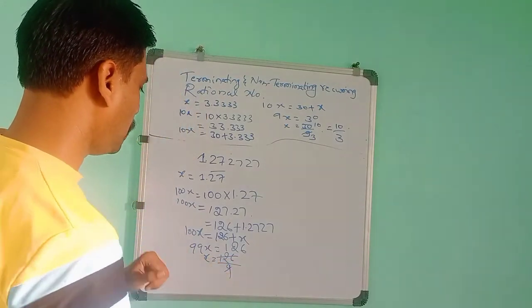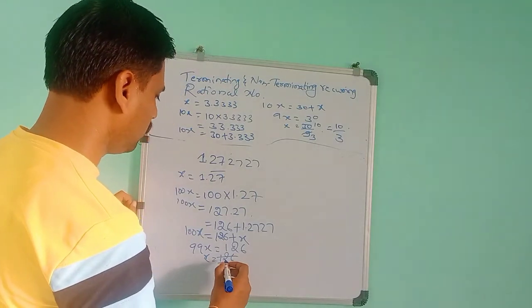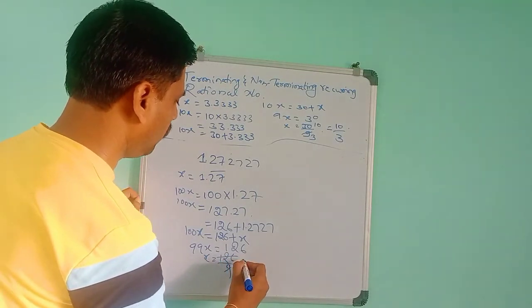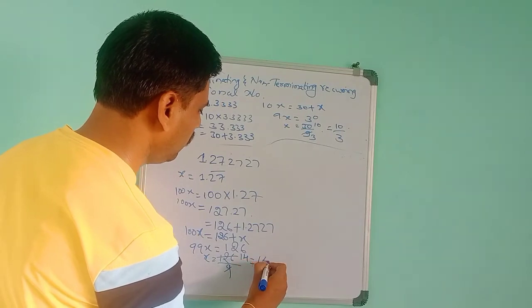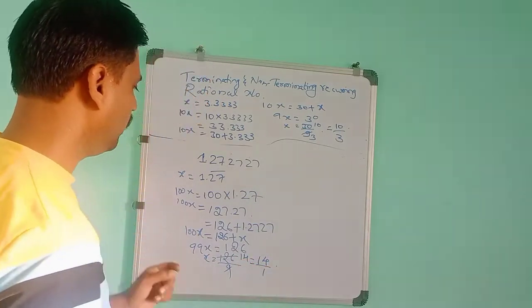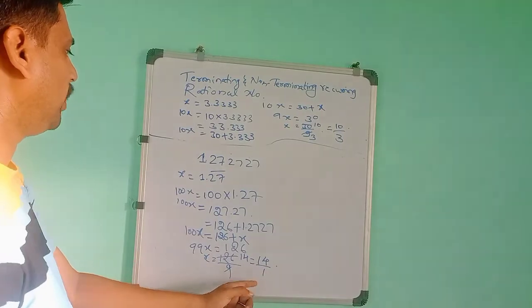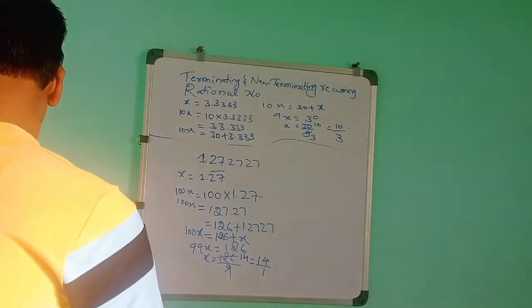9 ones are 9, 9 fours are 36. So the answer will be 14. 14 is nothing but 14 by 1. So it is coming now also in a rational number, 14 by 1. The answer is 14 by 1.